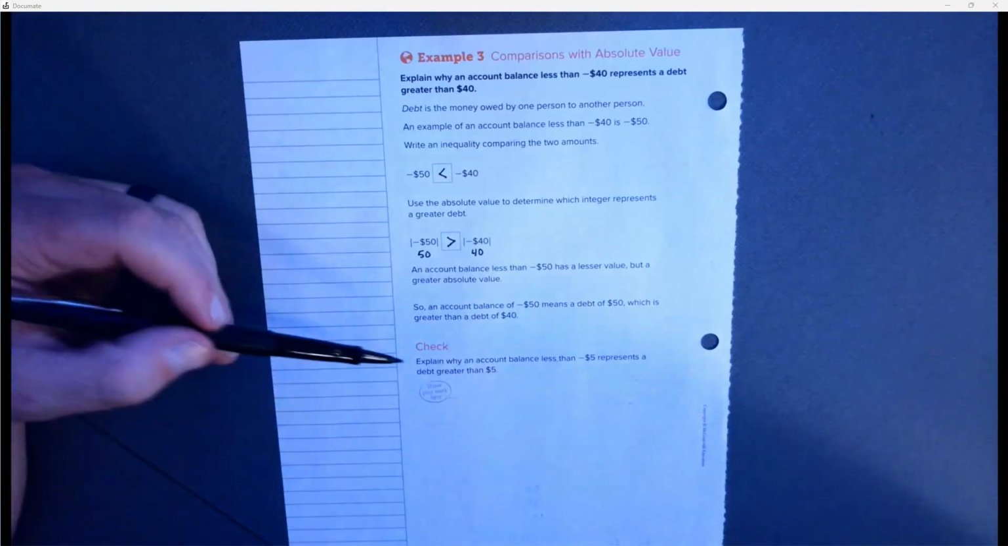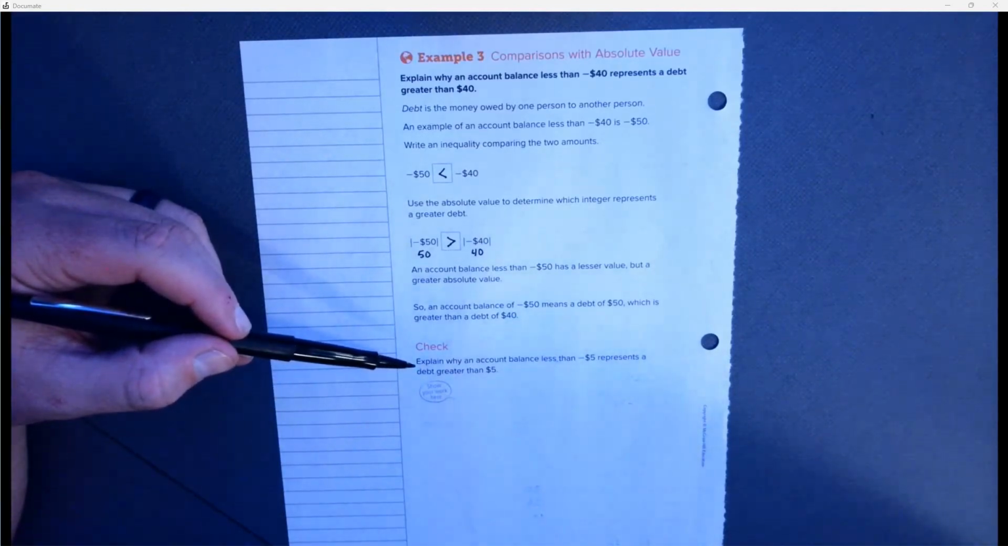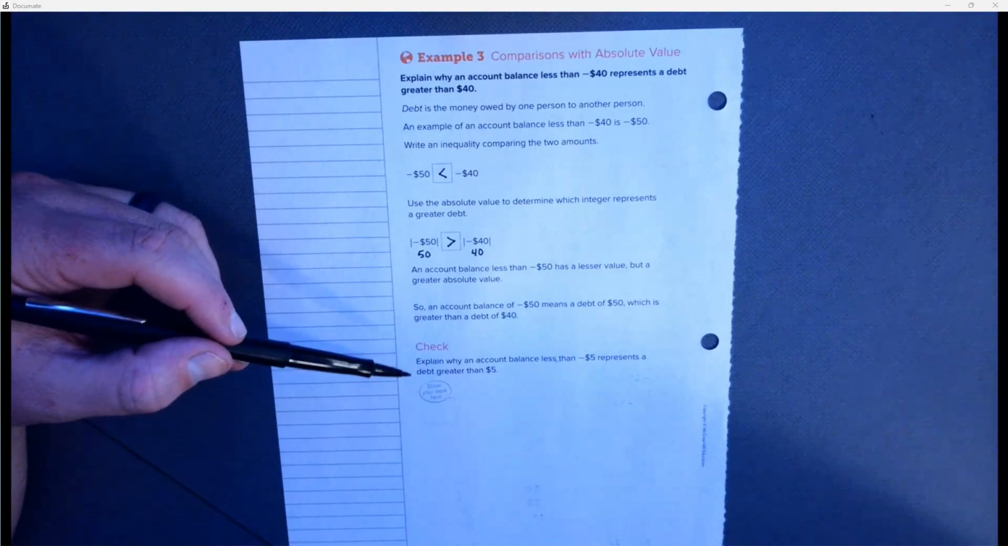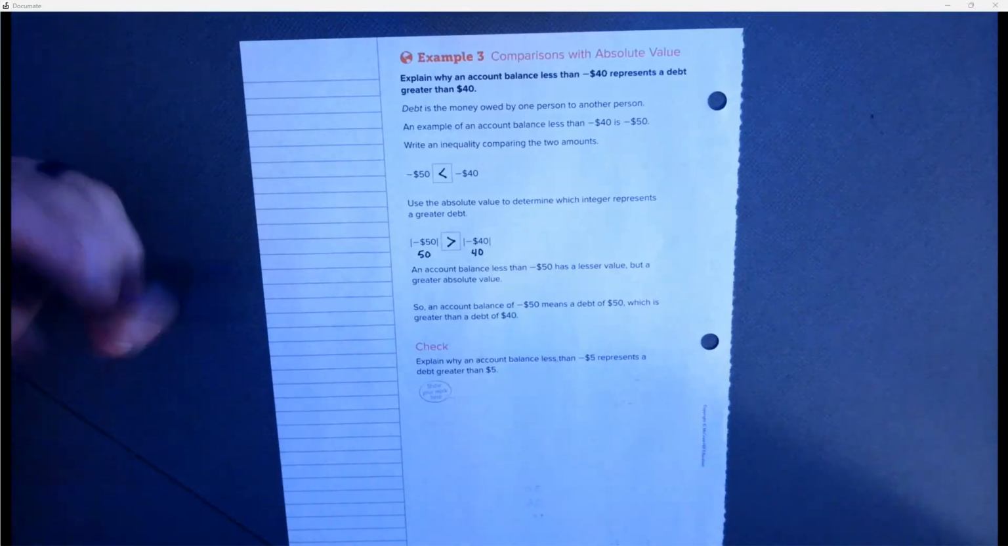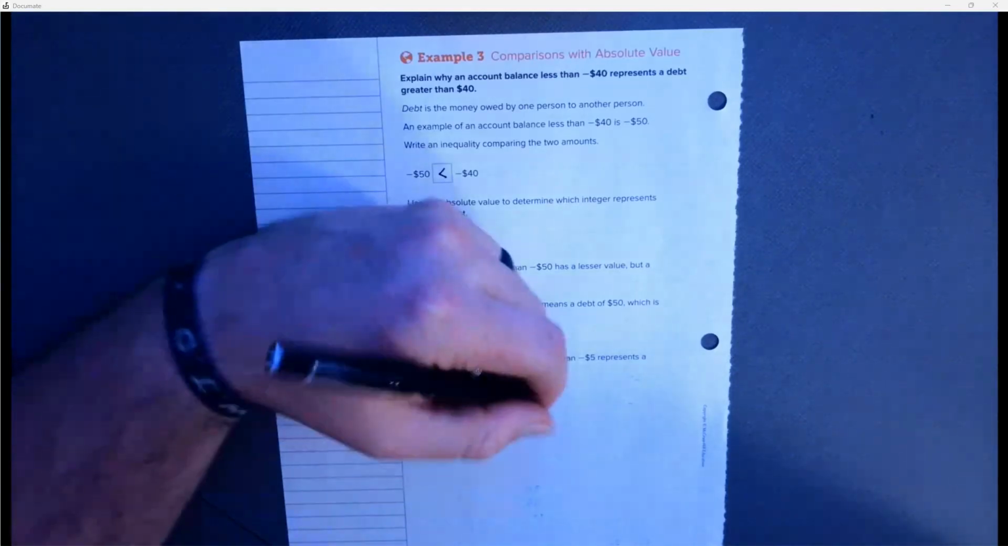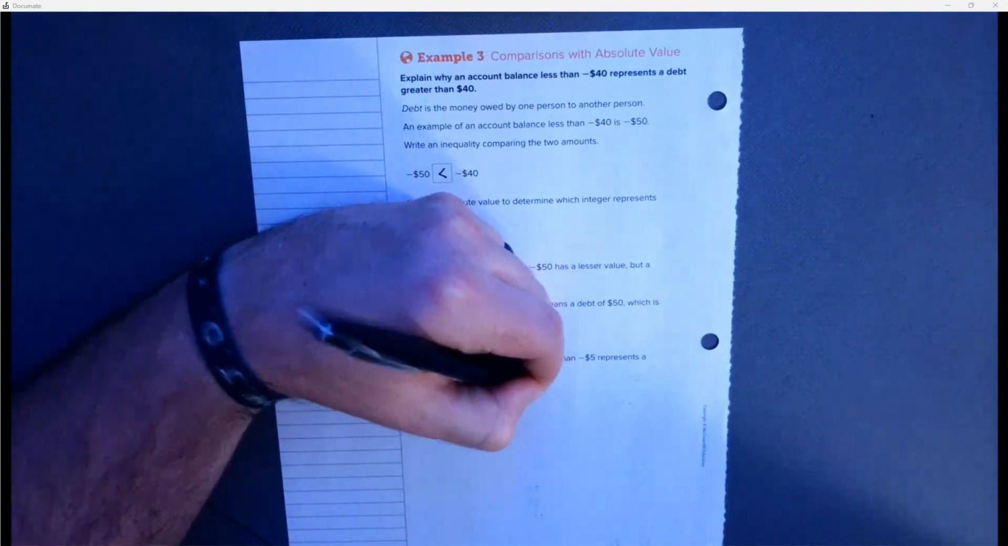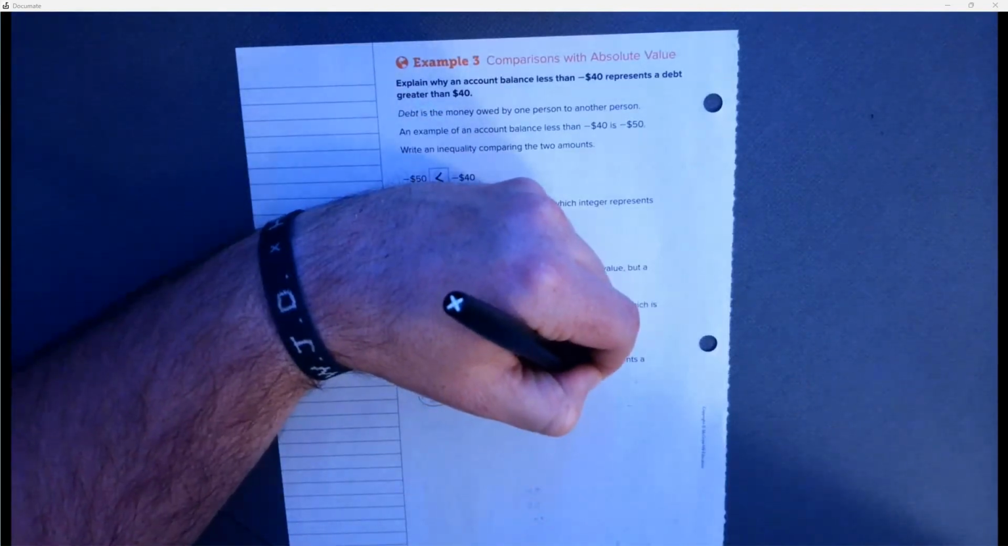Now let's look at the check. Explain why an account balance less than negative 5 represents a debt greater than $5. So like we did in the example, if someone owes negative 5 in debt, and we have another account with a balance of less than that, which we know negative 10 is less than negative 5 because it is further away from 0 in the left, in the negative direction.